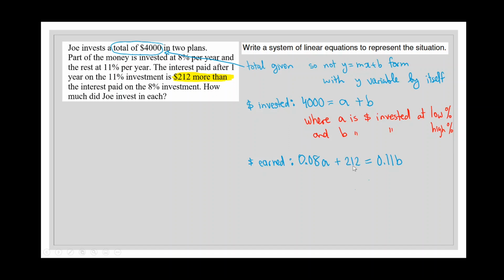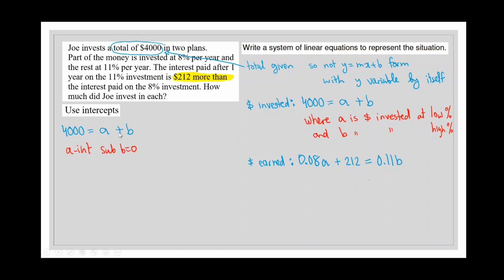The reason why we add to this side with the A, because this is going to be a smaller amount, plus the 212 will give us the bigger amount with the B. Now that we have 2 equations, instead of using a table, let's just use intercepts.